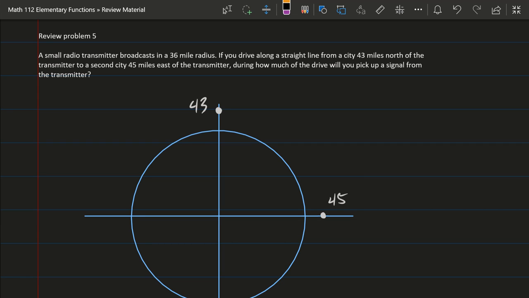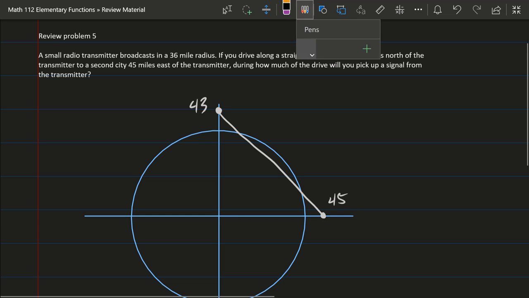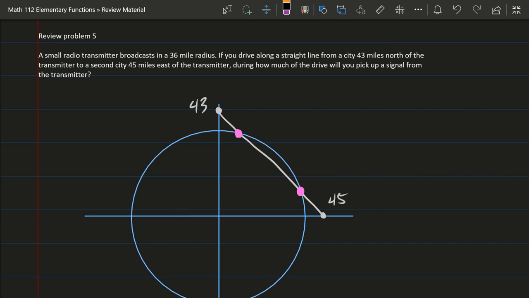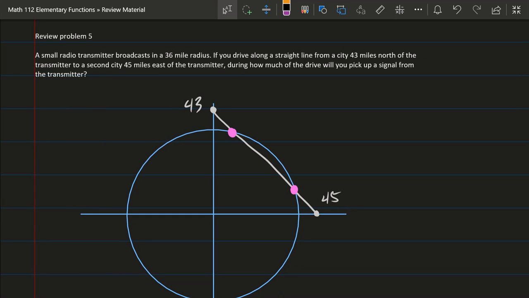We're driving on a straight line between these two, and it's going to look like we're only going to be inside the circle for a portion of the trip. What we really need to do, I'm going to switch colors here, we really want to find the distance between the pink dots. In order to do that, we need to find the coordinates of these dots. So these dots are on the intersection of the gray line and the circle. So we're going to need some equations for these. So let's start with the circle.